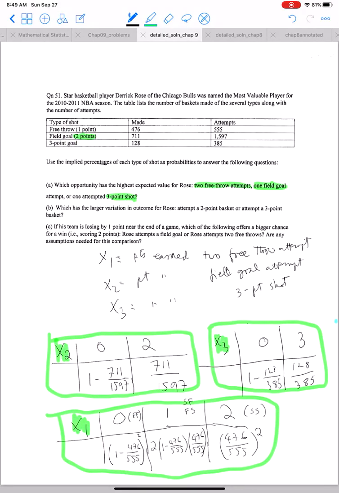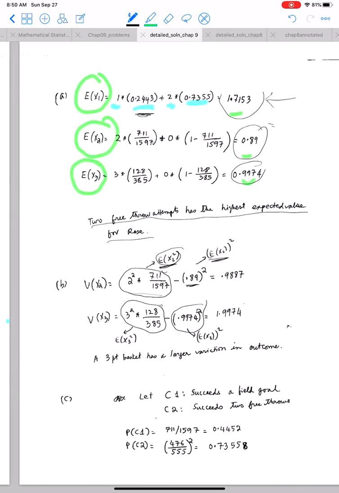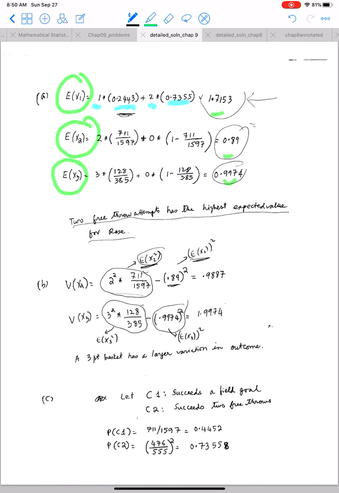What about the next question? If the team is losing by 1 point near the end of the game, which of the following offers a bigger chance of winning: Rose's attempt at a field goal or Rose's attempt at 2 free throws? Are the assumptions necessary for a comparison? So here we have the two events: C1, which is succeeds at a field goal, and C2, which is succeeds at 2 free throws.